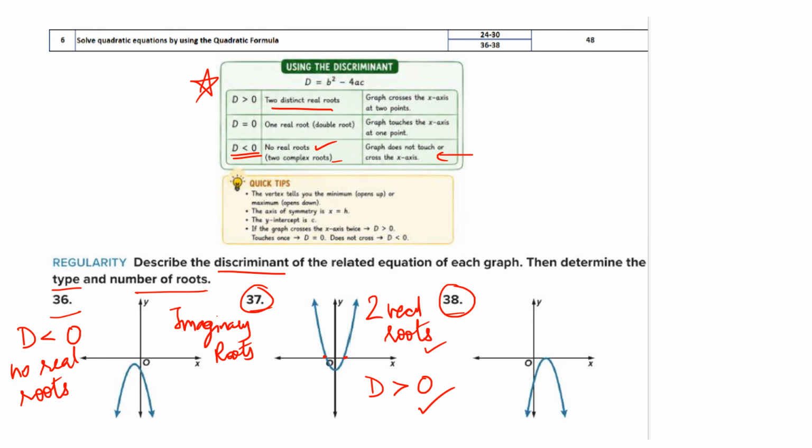For question 38, the graph meets the x-axis at only exactly 1 point. Therefore, in this case, we say there is a repeated root and the discriminant is going to be 0. One real root, which is also called a double root, because the graph touches the x-axis at exactly 1 point. So one real root. That's how you solve it from the graph.